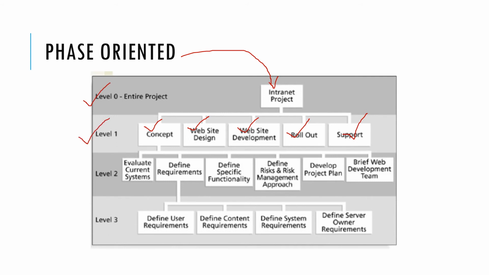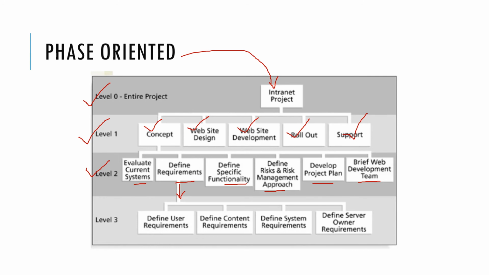If you go down to level 2, you have some more phases under the concept phase, like evaluate current systems, define requirements, define specific functionality, define risk and risk management approach, develop project plan, brief web development team. All of these are basically different levels. You're going into more granular details of the phases. Level 3 talks about define user requirements, define content requirements. Again, this is a further drilled down level of defined requirements, right? So we've got content requirements, system requirements, server owner requirements.